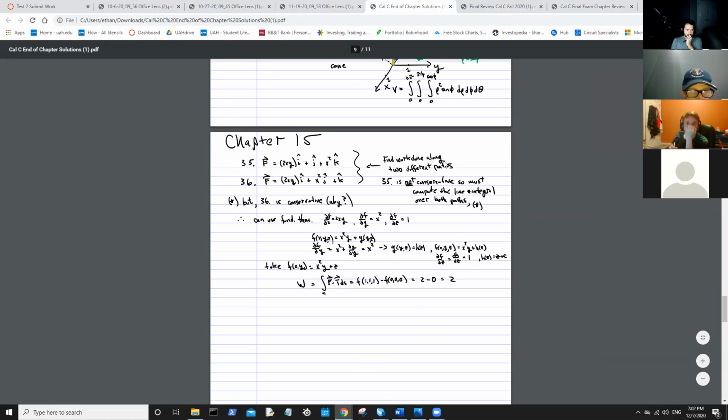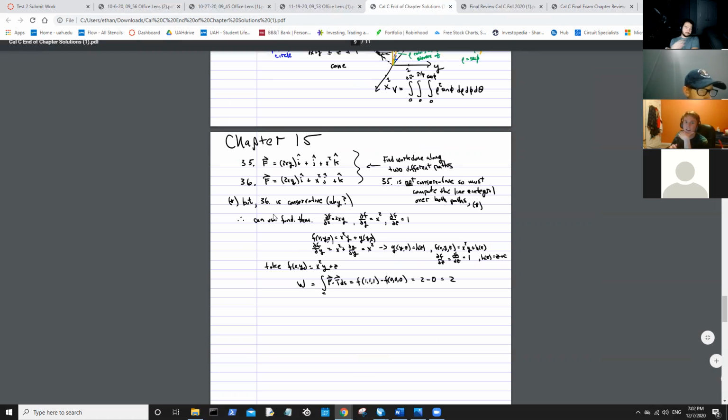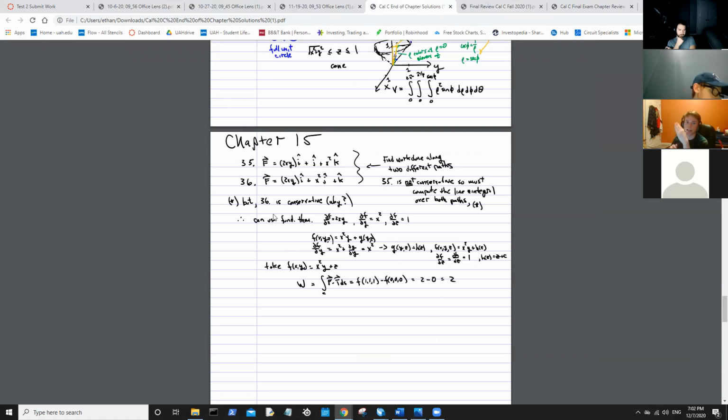Find work along two different paths. 35 is not conservative, so must compute the line integral over both paths. What he's saying is that there's two different paths, but they're over the same path. So if it's conservative, meaning path independent, you could go any way you wanted to. But if it's not conservative, that means each of them have different values then. Correct.